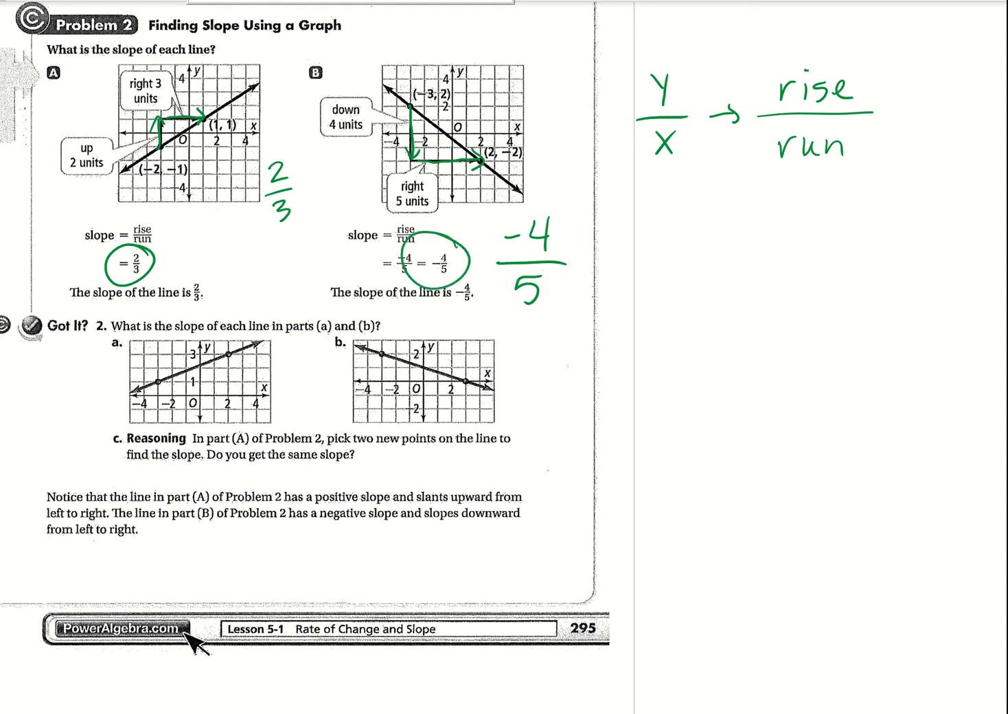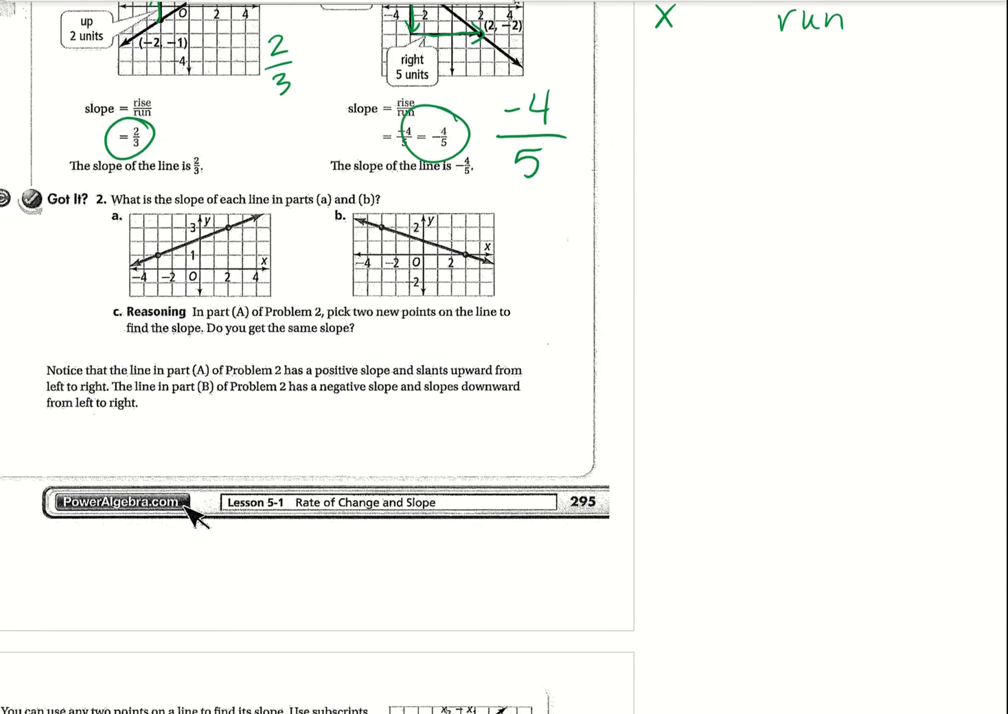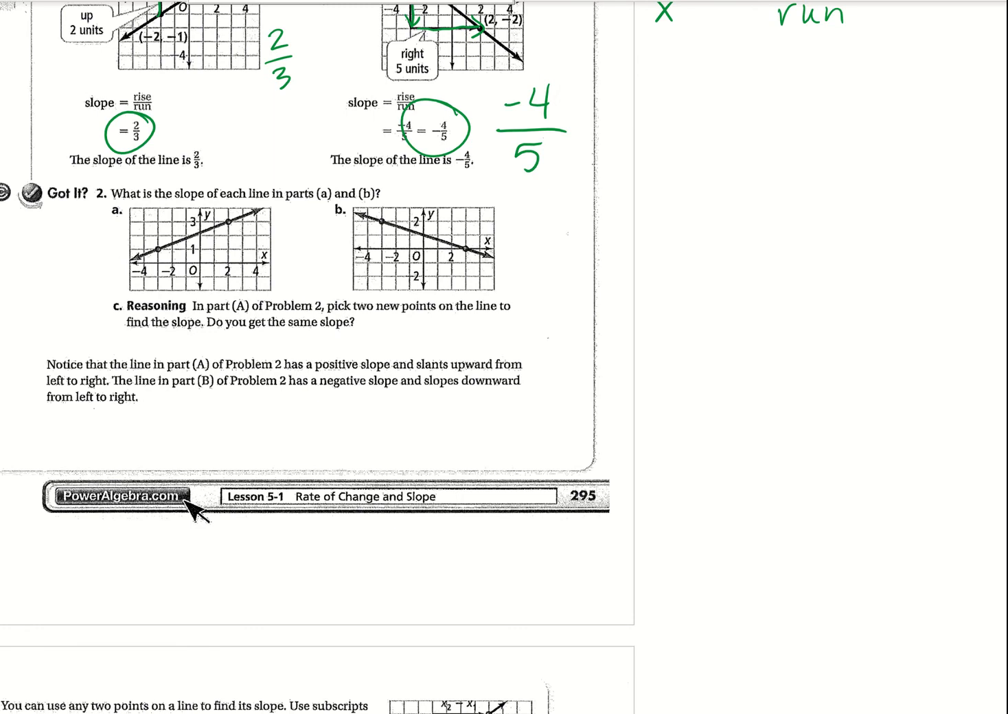That's it for looking at a graph and finding the slope. Again, not difficult stuff, but go ahead and do the got it problems A and B, just so that you are clear that you know how you're supposed to do these.